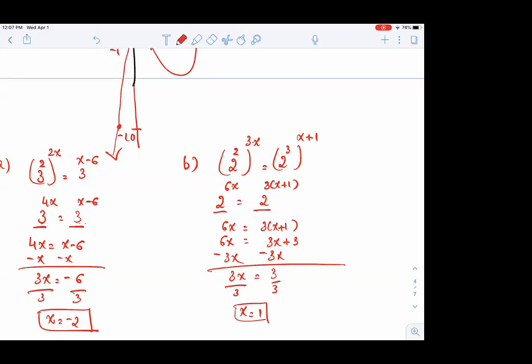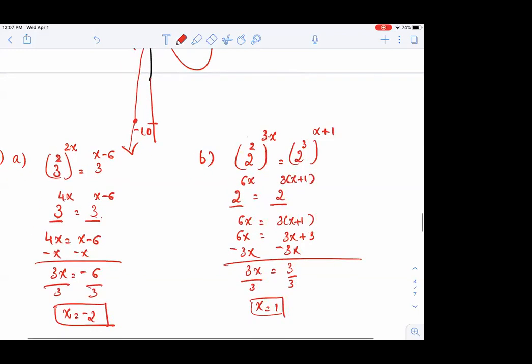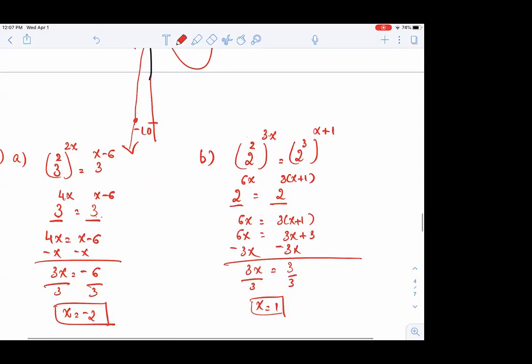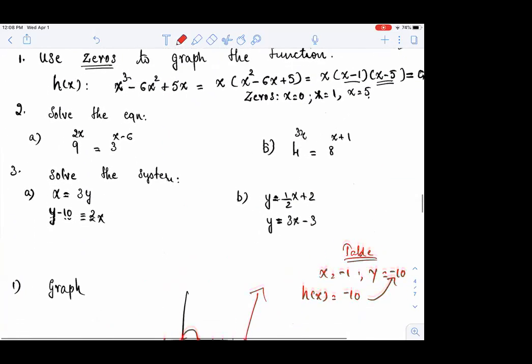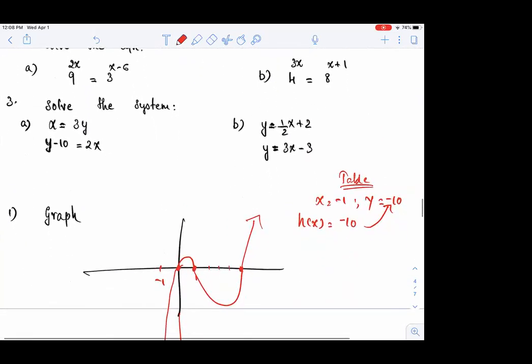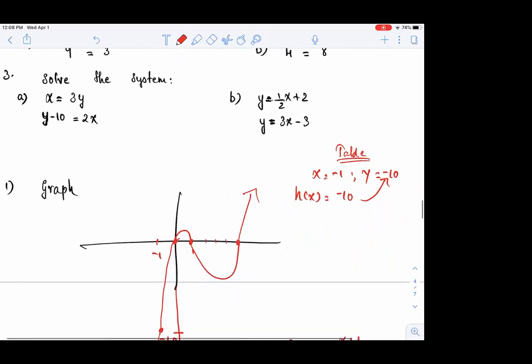So this is how you used to solve exponential equations when we learned, I think this is chapter 6 or something. It's a good review, right? You bring those concepts. Okay, now, how do you solve a system?